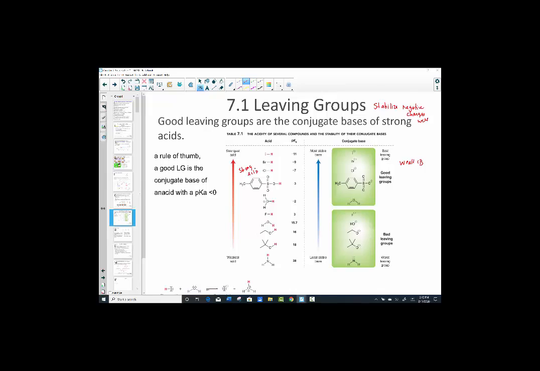So here's a rule of thumb. A good leaving group is the conjugate base of a strong acid. Strong acids, typically, if you look at about here, have a pKa below 0. Hydronium, sulfuric acid, hydrogen chloride, hydrogen bromide, hydrogen iodide all have pKa's that are below 0. Their conjugate bases then are very good leaving groups.